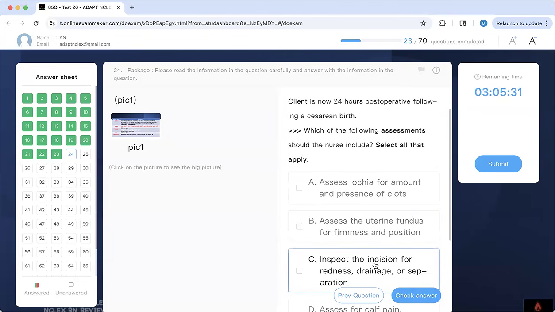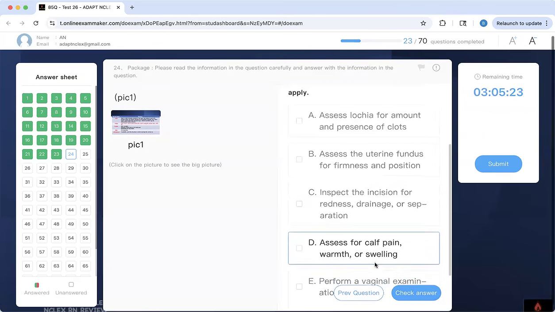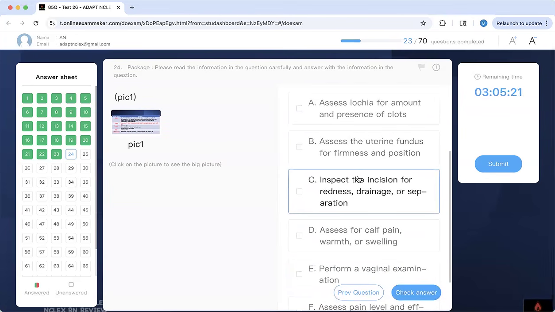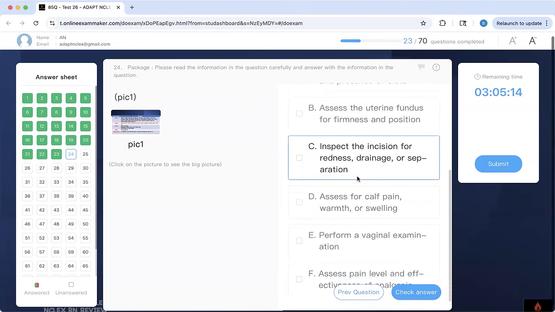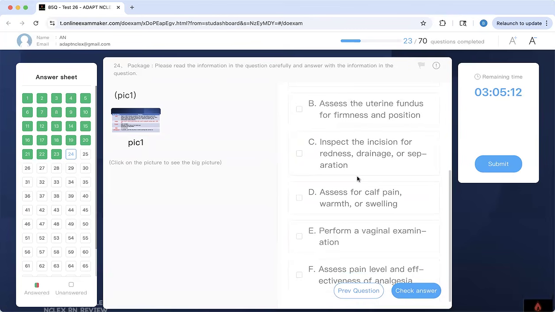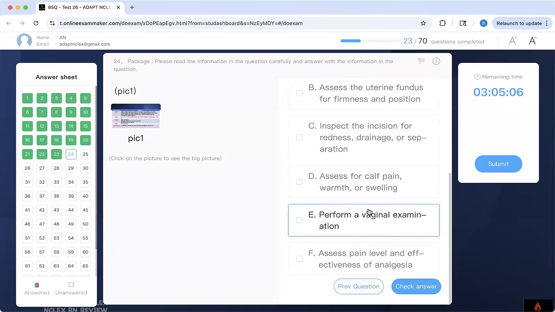Client is now 24 hours post-operatively after C-section. Which of the following assessments should the nurse include? That means postpartum care. What do you do? Select all that apply. Assess the lochia for amount and the presence of clots. Assess the uterine fundus for firmness and position. Inspect the incision for redness, drainage, and separation. Assess for calf pain, warmth, and swelling. Perform a vaginal examination. Assess pain level, effectiveness of analgesic.